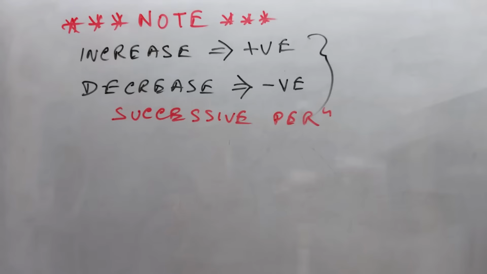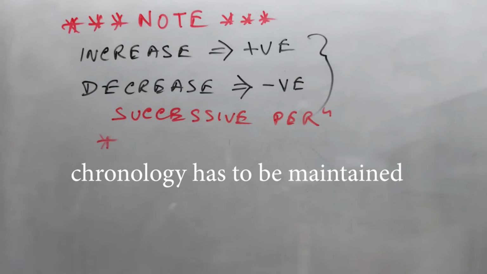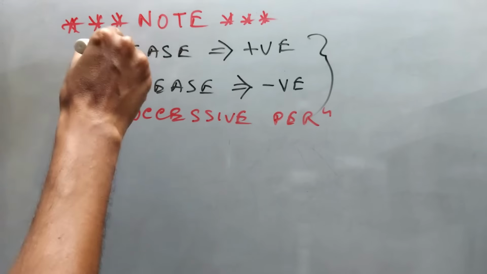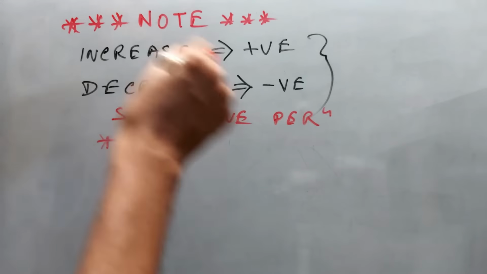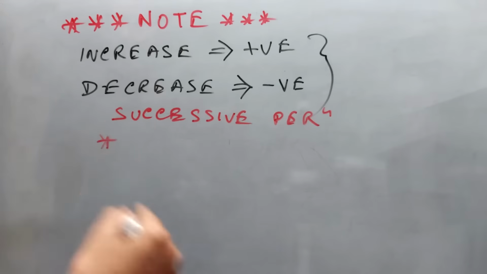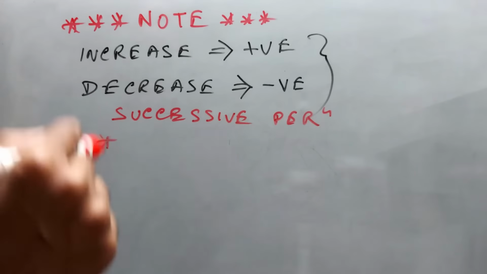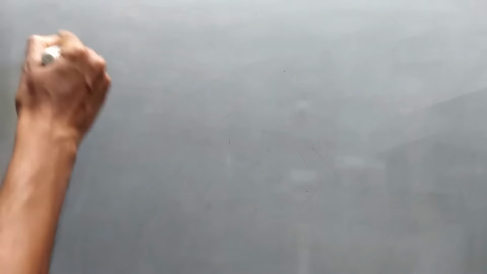But I must tell you one more thing here, that is chronology has to be maintained. If it is increased at the beginning, then use this positive at the beginning, and if it is decreased at the beginning, then use the negative number at the beginning. Before x also we can use negative, before y also we can do. So that really doesn't matter. Chronology has to be maintained. Which one has been done first? Got it? Let's move to the next part.